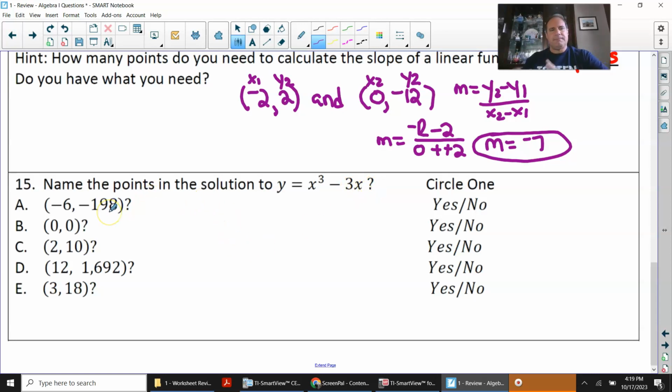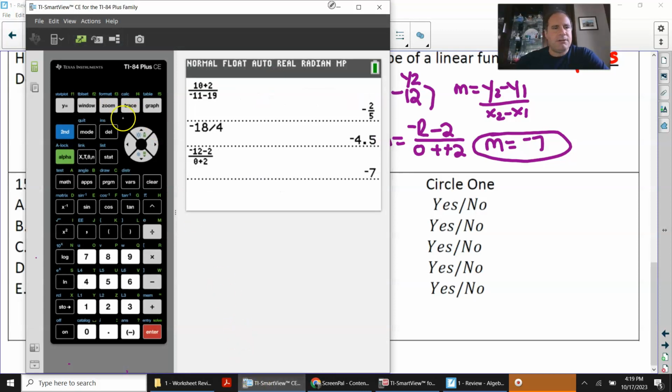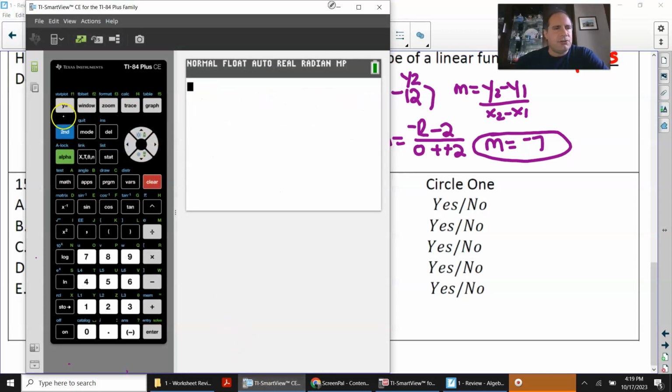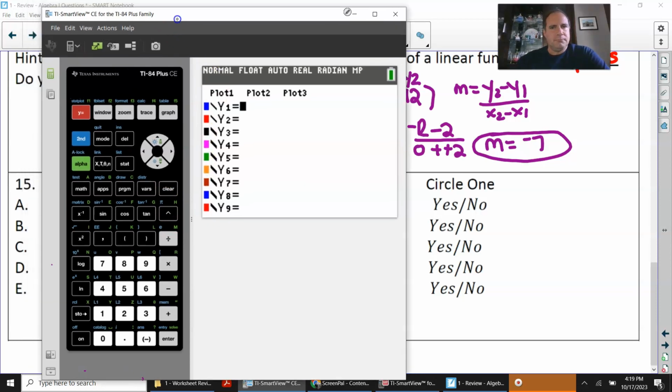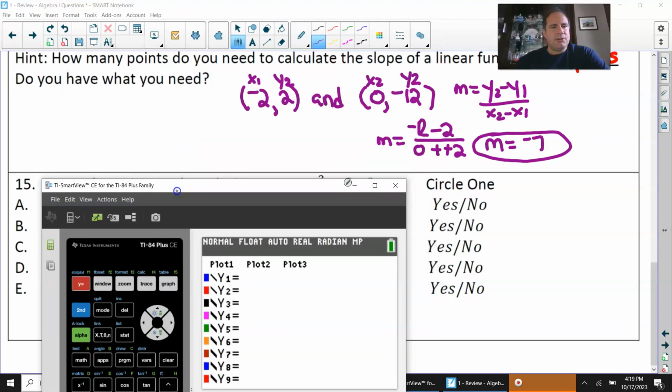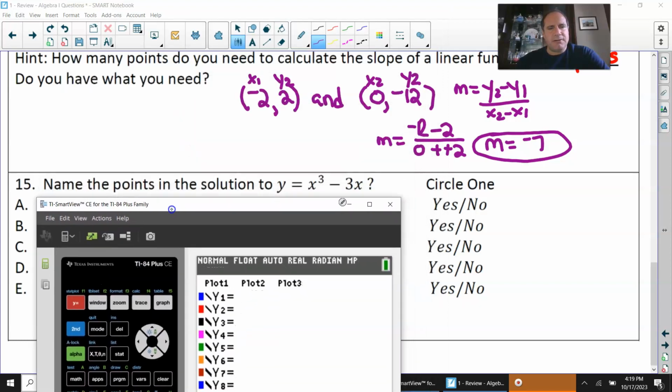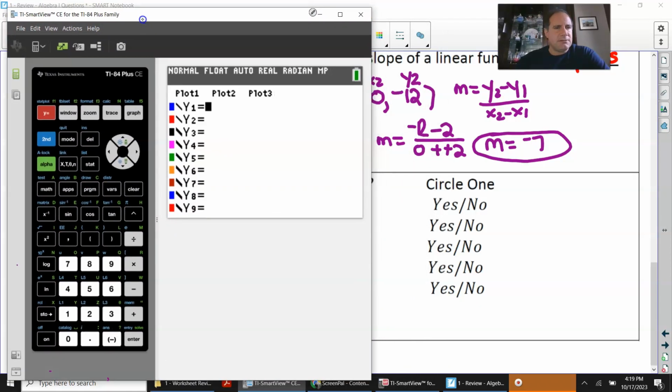And you're basically going to use your calculator for this. So I'm going to bring up the calculator, and I'm going to ask you to press y equals. And you see the y equals here. If anything is there, just go ahead and clear it. All right, so the equation is x to the third minus 3x.